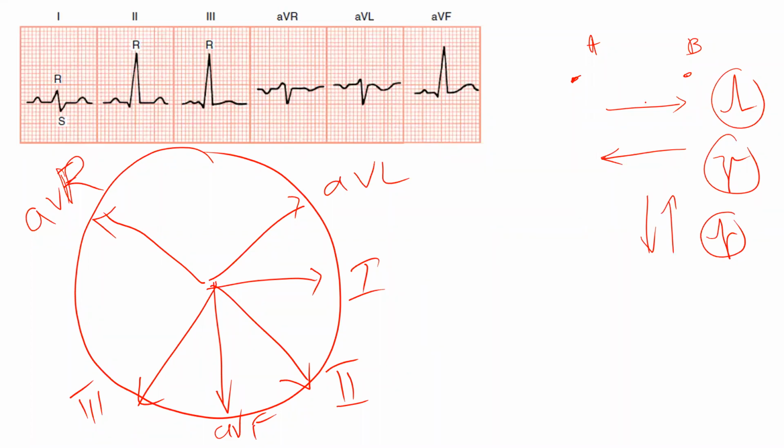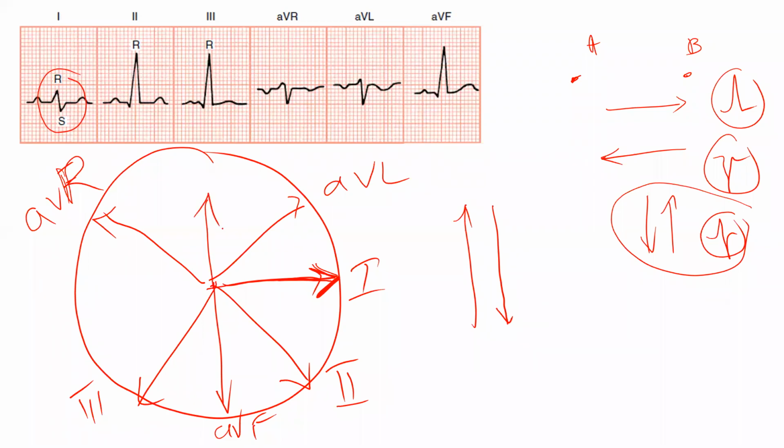See now this wave. This lead one is showing R and S. Almost biphasic, right? Equal positive and equal negative. So lead one is showing a biphasic wave. So the current is either going up or the current is going down. So we'll now think the current is like this or the current is like this. Understood here? I think everybody understood this much.